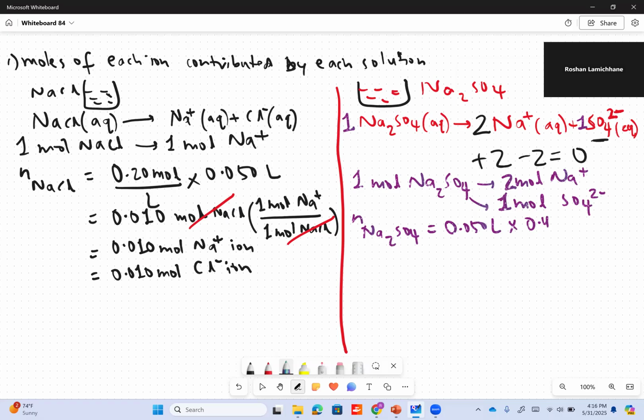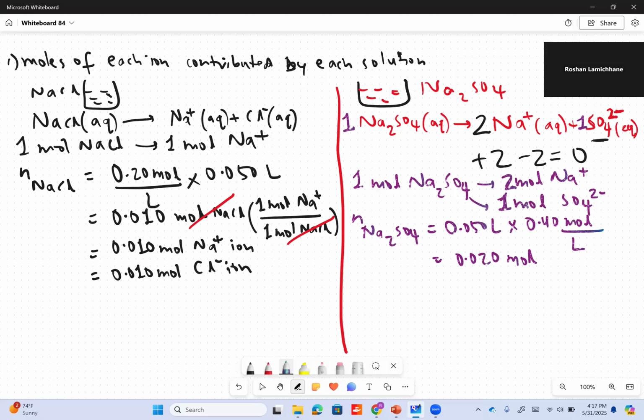0.40 moles per liter. All right, I do the math, I end up with 0.020 mole of sodium sulfate. Right, but I'm not interested in sodium sulfate. I'm interested in the sodium plus ion and then the sulfate anion.